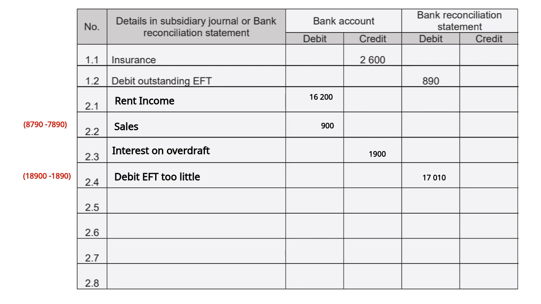Then 2.5. An EFT payment 9150 for stationery was incorrectly recorded as 1950 in the cash payments journal. So now the error took place in the journal, so I'm going to have to fix my bank account. So again, it's going to involve a calculation. We're going to say 9150 minus 1950 gives us a difference of 7,200 Rand. We know that the details will be stationery, so we are going to credit our bank account with 7,200 Rand. We have to pay more towards stationery.